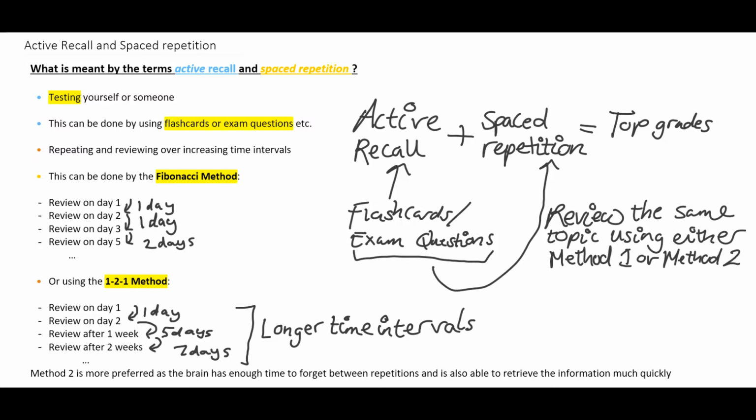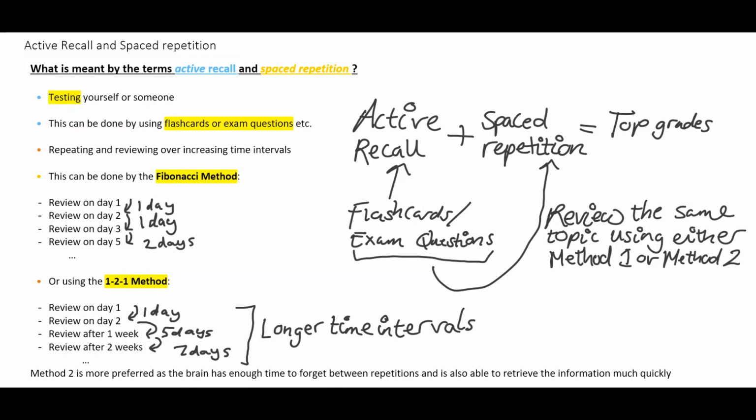Well, the Fibonacci method is really related to the Fibonacci sequence, which is where you add the previous two terms together to give you the next term. So let's say you were to review the information on day 1, which is a specific topic. Then you review that same topic on day 2, then you review that same topic on day 3, and then you review that same topic on day 5.